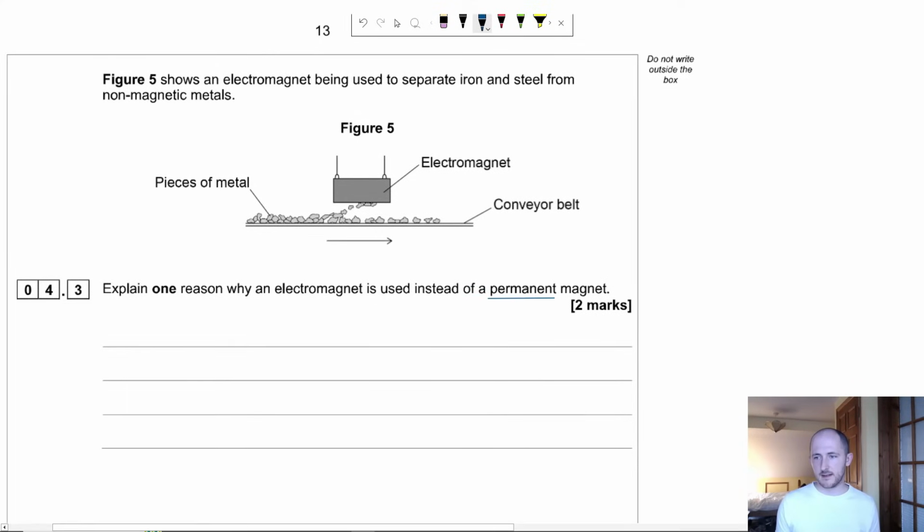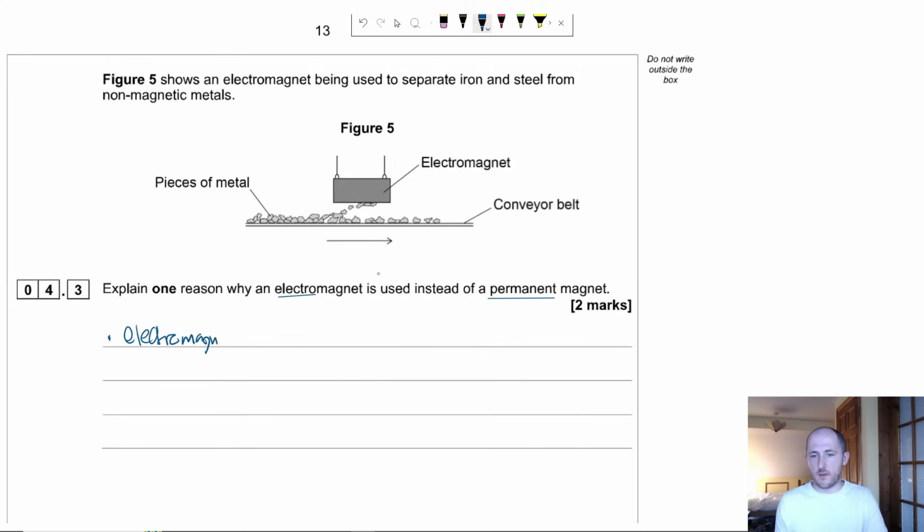Permanent magnet, electromagnet. Well, given that there's a difference, one of them can be turned off, which is really useful. A magnet that's always on is not the most useful thing in the world, because you sometimes want it to be off, right? Like sometimes you want to take stuff off of the magnet, for example. So, first one is that you can simply say the electromagnet can be switched off.